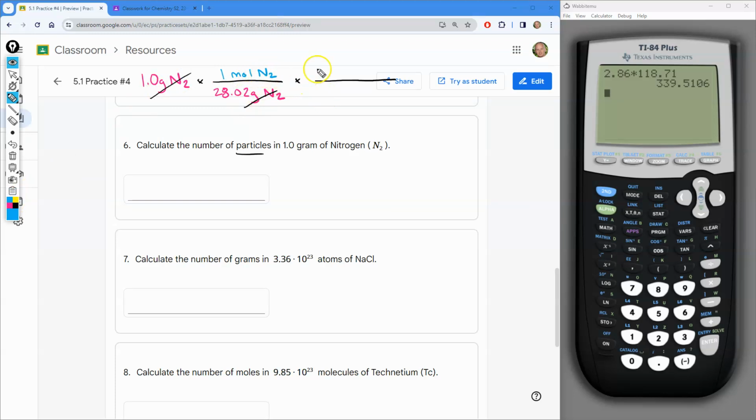To go from moles to particles, we're going to need to use Avogadro's number, which is 6.02 times 10 to the 23rd. That's how many particles of nitrogen are in 1 mole. And again, these will cancel out.